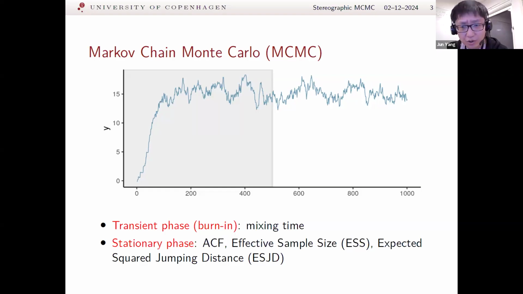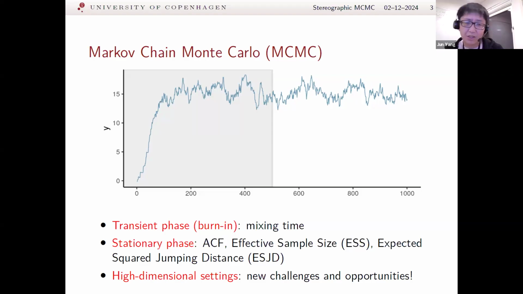In this talk, we will also mention the expected squared jumping distance. This corresponds to a theory called optimal scaling. The idea is that in the stationary phase, if the MCMC algorithm on average jumps a large distance, it's a good sign, because it means the samples produced by this algorithm tend to have smaller correlation, which means the quality of the samples is good.